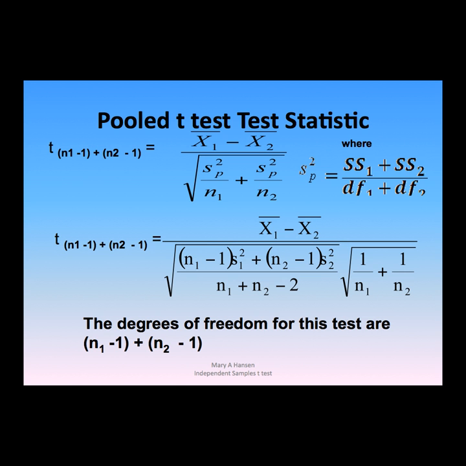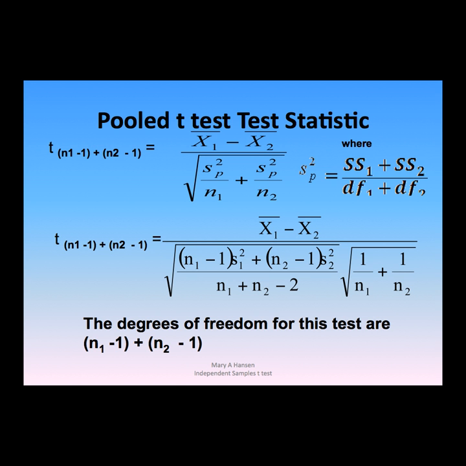The value of the test statistic is found by taking x bar 1 minus x bar 2, the difference in sample means of the two groups, divided by the square root of sp squared over n1 plus sp squared over n2, where sp is the pooled standard deviation and sp squared is the pooled variance. The formula for computing sp squared is sum of squares for group 1 plus sum of squares for group 2 divided by degrees of freedom 1 plus degrees of freedom 2.